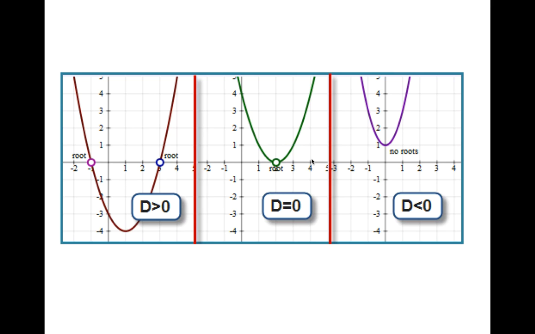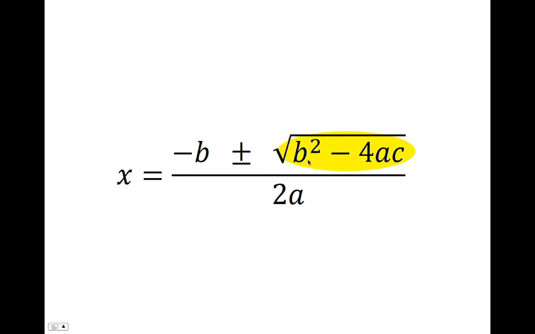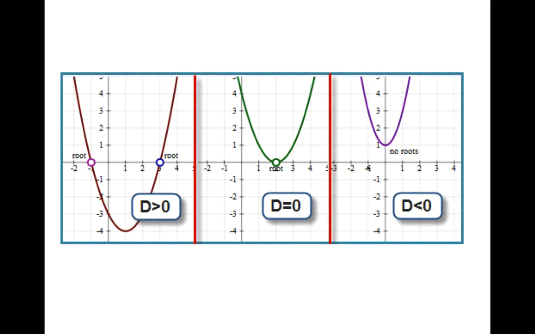So once again, when this part is a 0, I have only one real intercept. When it is positive, I can have 2. And when it is negative, when the discriminant is less than 0, then it is imaginary and does not exist.